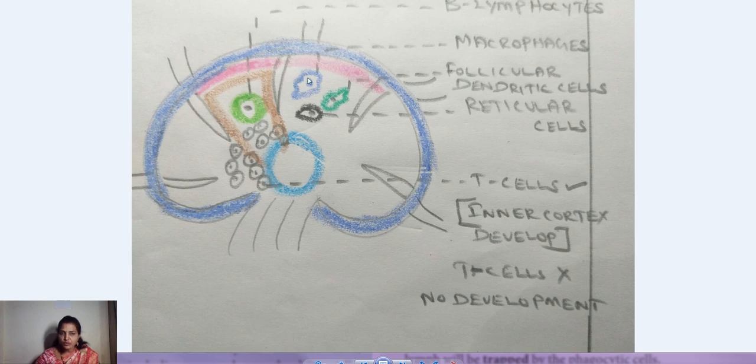So what is there in the outer cortex? B lymphocytes are there, along with macrophages, dendritic cells and reticular cells, everything. So what will it do? It destroys the pathogens. And it crosses the T cells also. If it has escaped from these, next T cells are there, and here also macrophages, phagocytic cells are there. Those phagocytic cells engulf the pathogens and destroy the pathogens which enter inside.